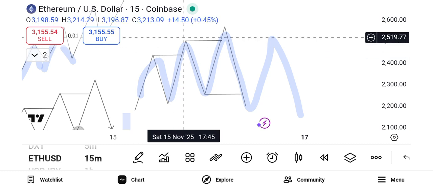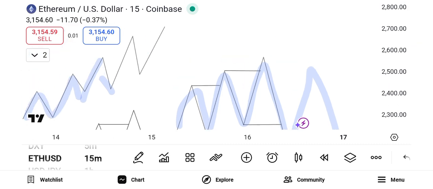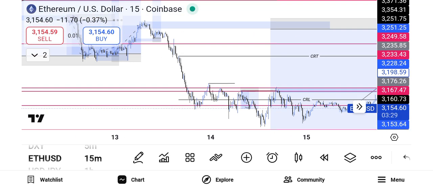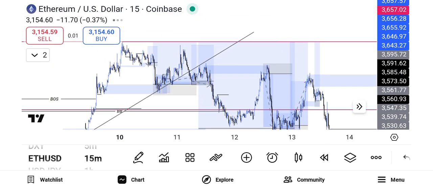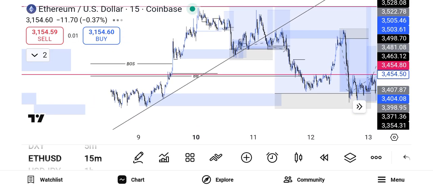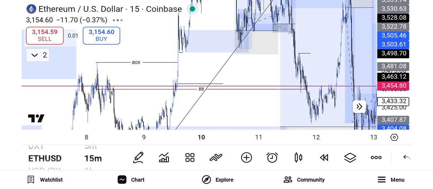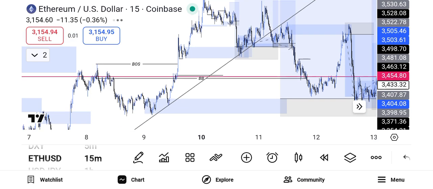You look for also a retest. All that I will show you on the chart. Okay, let's head on to the chart. As you can see, there is a breaker block here, but I did not take the trade on the breaker block.